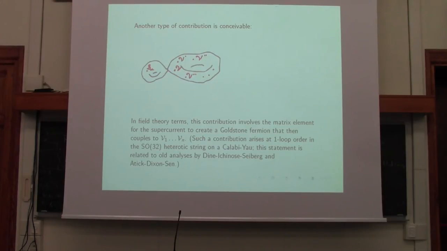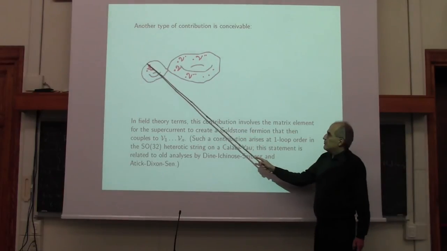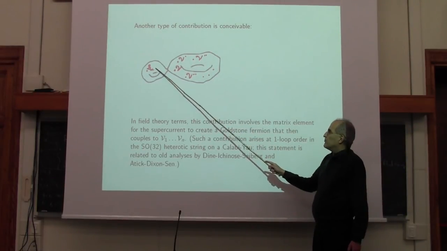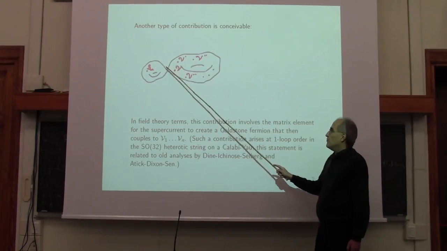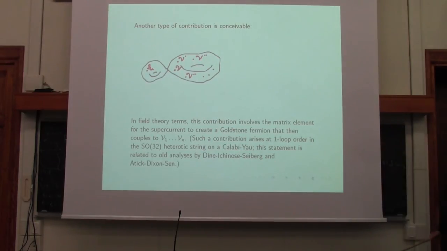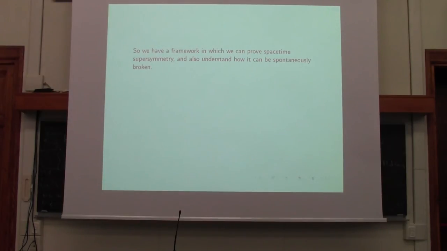In higher orders, what will then happen is that the gravitino will become massive and the vacuum will become unstable. But the first thing that will happen is that in a certain order in perturbation theory, space-time supersymmetry will break down. The order where it will happen will just be the lowest order where the Goldstone fermion contribution is non-zero, where there's a matrix element for the supercurrent to create from the vacuum a massless Goldstone fermion. So we have a framework in which we can prove space-time supersymmetry and also understand how it can be spontaneously broken in perturbation theory even when it's valid at tree level.